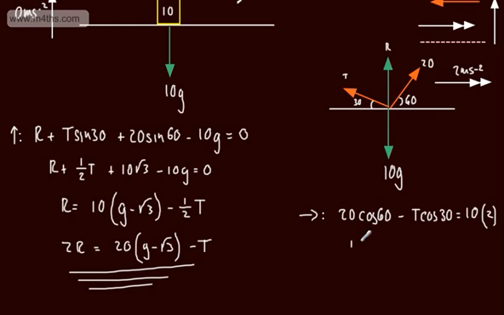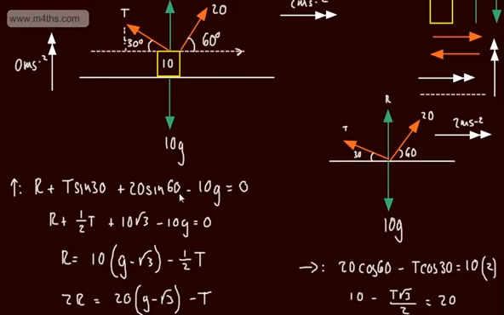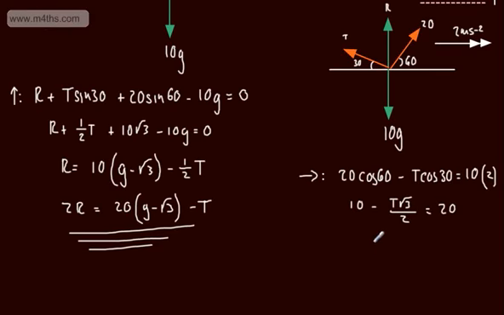So what we've got then is 10 minus t cos of 30. Cos of 30 is root 3 over 2. So we've got t root 3 over 2, or root 3t over 2, and that's going to be equal to 20. If we look at this now, if I add that to both sides, we can see that minus 10 is equal to t root 3 over 2.